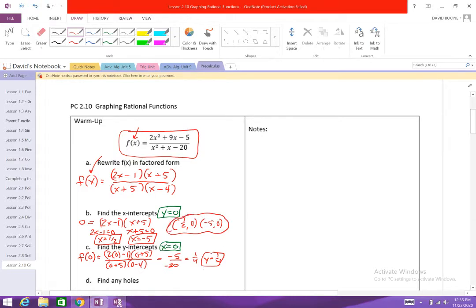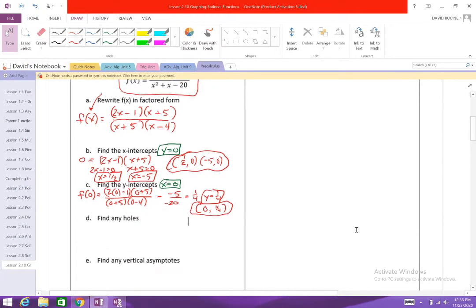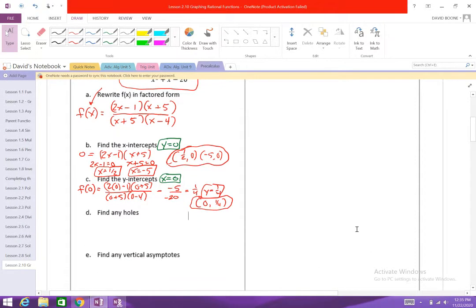Okay. And then our y-intercept here would be at (0, 1/4). Okay, so that'll help us when we do some of the graphing. Okay. So now let's find the holes.